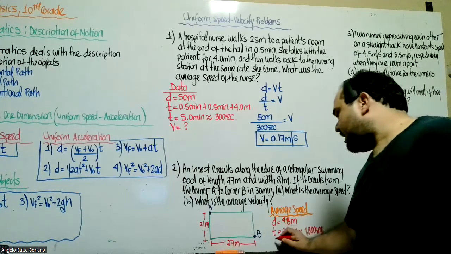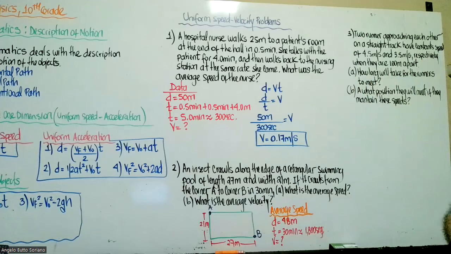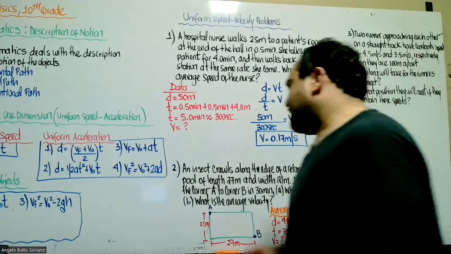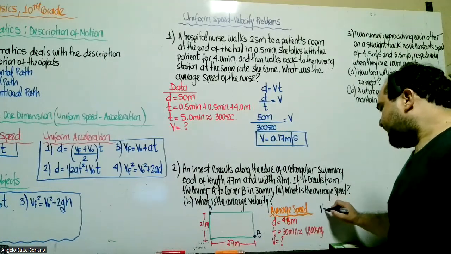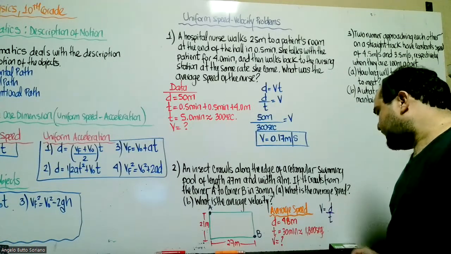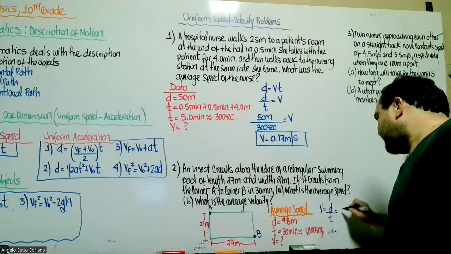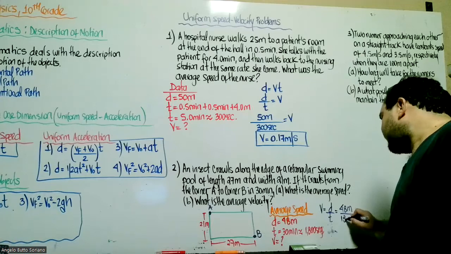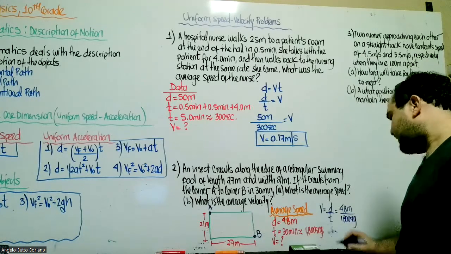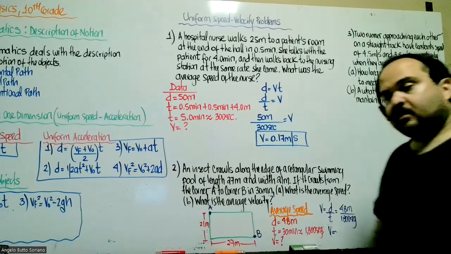So they're asking for the value of the average speed, okay? Remember, you must multiply 30 times 60 and the answer will be 1,800. Well, let's calculate the average speed. V equals D over T. I mean, the distance will be 48 meters divided by 1,800 seconds.